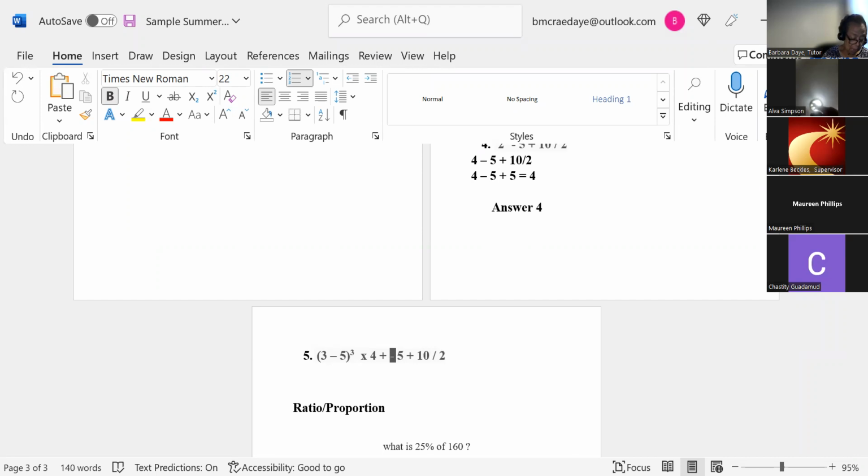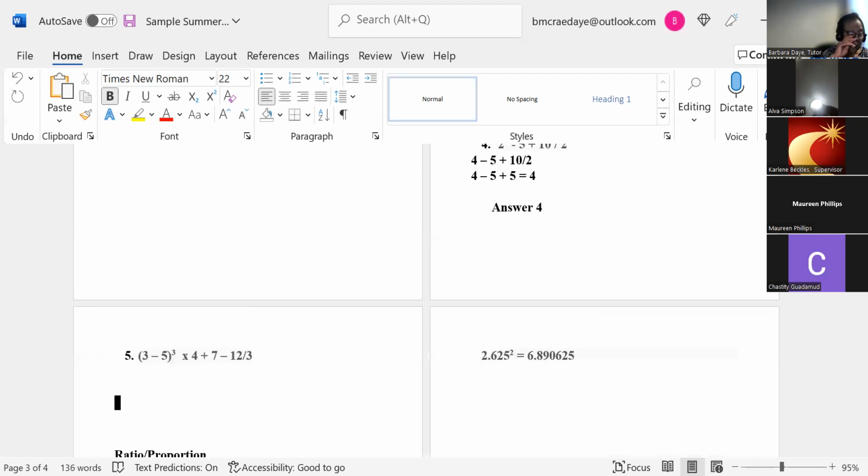Plus 7 minus 12 over 3. I'm trying to give you every operation here. There we go. All right, so I want you to solve that one. That's another PEMDAS.